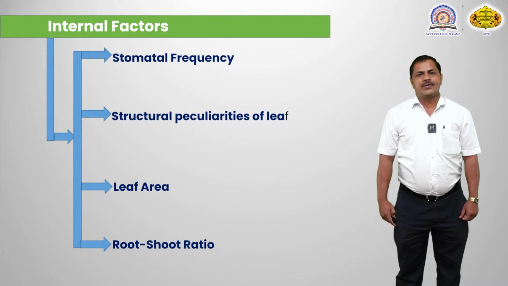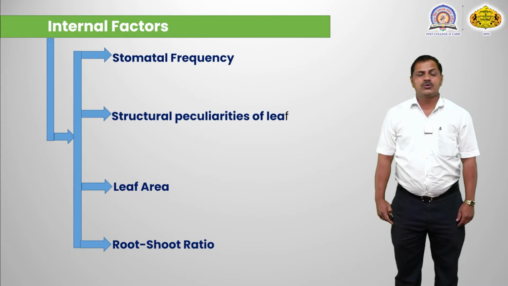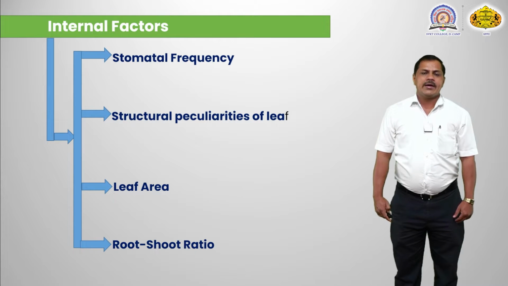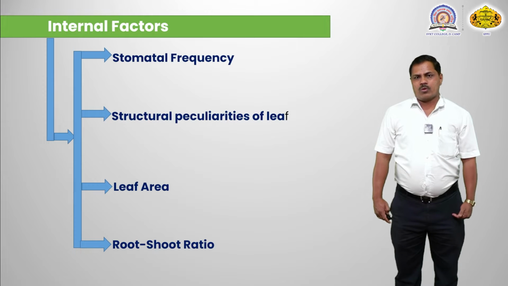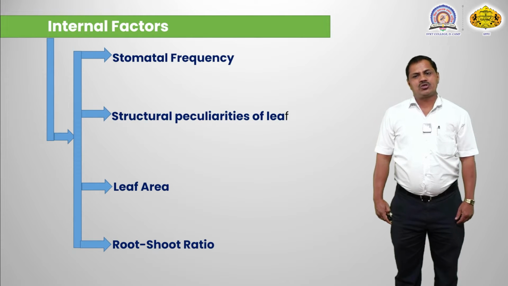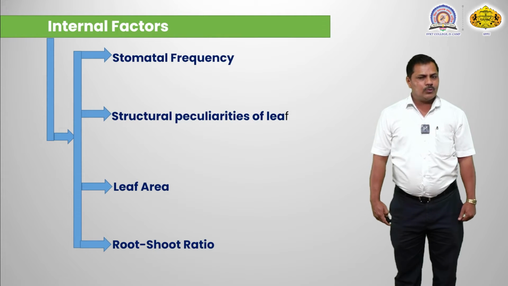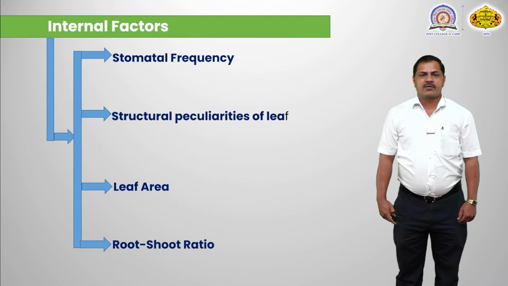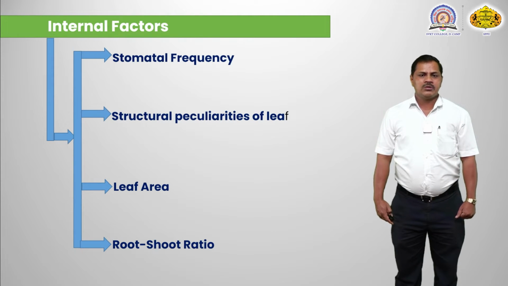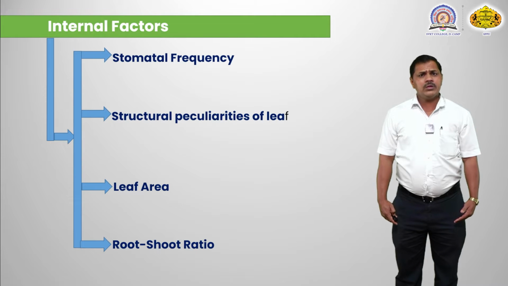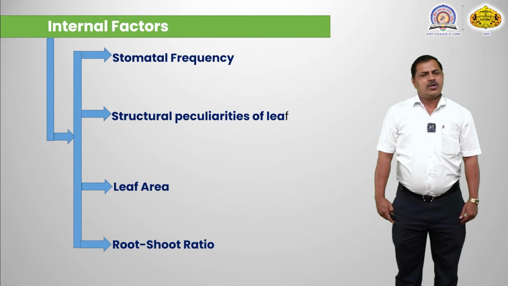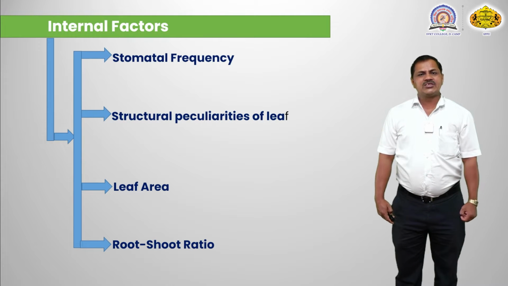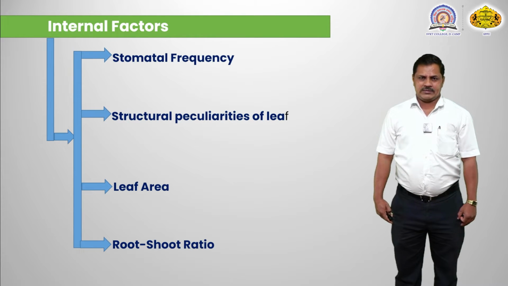First is the stomatal frequency. The number of stomata present on the surface of the leaves, lower and upper surface, also affects the loss of water molecules to the atmosphere. Next is the structural peculiarities of the leaves: the size or structure of the leaves is also a major factor for water loss. Third is the leaf area. In plants like the banyan tree or banana tree, the leaf is very large, so the loss of water molecules is much more. When the leaf size is small, the loss of water molecules is very little.